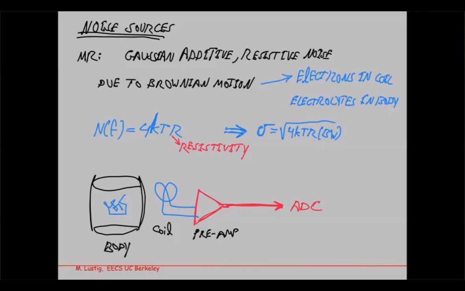We're not going to go too deep into this, but I'm going to give you an idea of what the sources are. So in MR, you can pretty much assume that the noise is really Gaussian and additive. This is true because the source of it is really just resistive noise. It's basically due to Brownian motion of charge carriers, either electrons in a coil or electrolytes in the body, that move randomly and create noise. So that's pretty much the source.